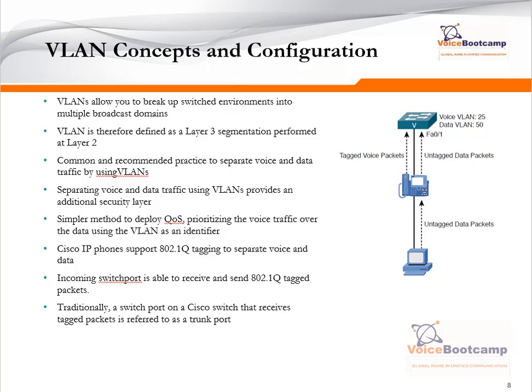Simpler method to deploy QoS. Voice QoS can go to voice VLAN, data QoS can go to data VLAN. You can also prioritize traffic on the router level by saying, you know what, all voice traffic will get high priority. Cisco IP phone will support 802.1Q tagging to separate the voice and data VLAN. The incoming switch port is able to receive and send 802.1Q tag packet. Traditionally, a switch port on a Cisco switch that receives tag packet are preferred as a trunk port. Any traffic that remains untagged will be considered as a data traffic.